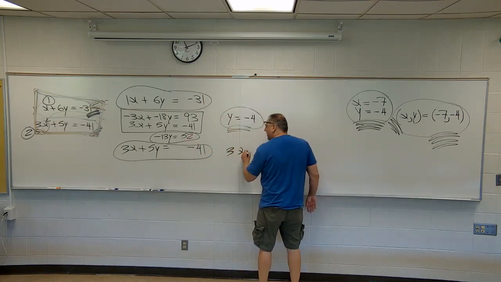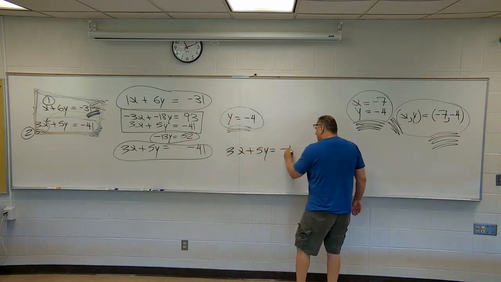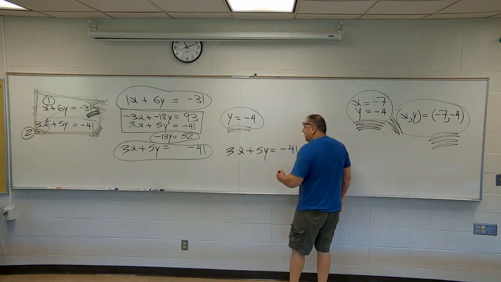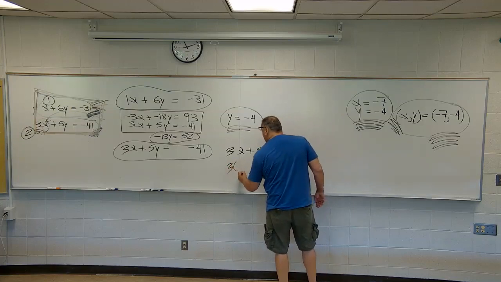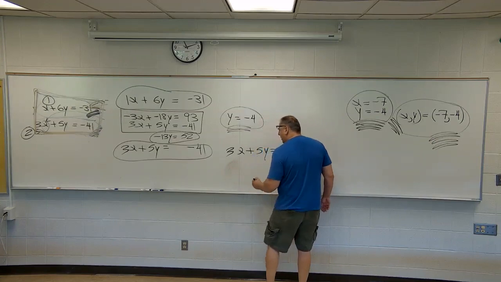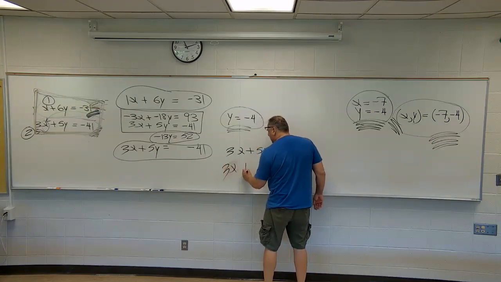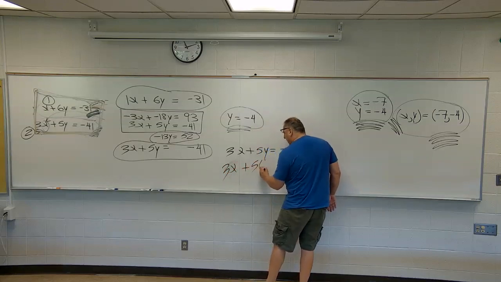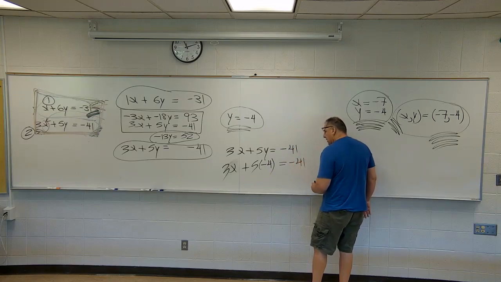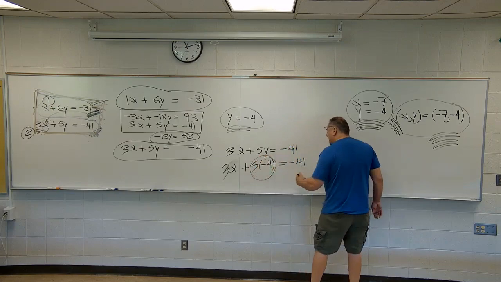Let's use 3x plus 5y equals negative 41. Okay, sounds good to me. I don't know what 3x is. We can play this a whole bunch of ways, I guess you could say. We don't know what 3x is because we don't know what x is. We do know what y is. It's negative 4. Five times negative 4. 5 times negative 4 is negative 20.